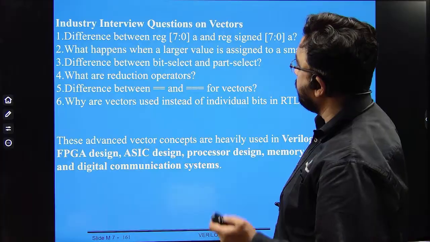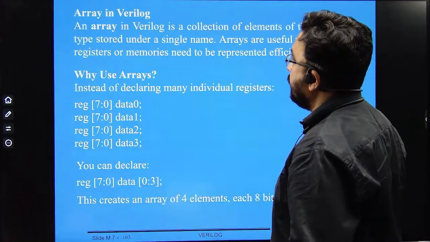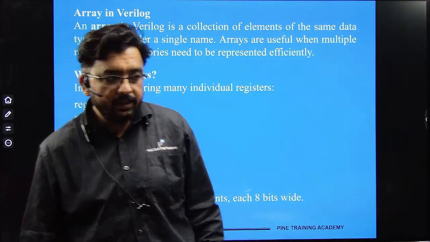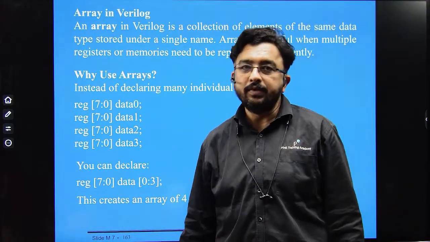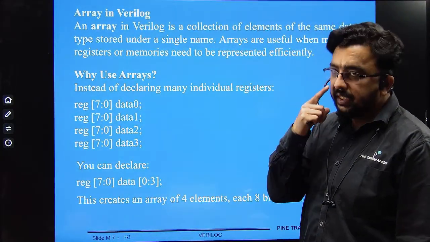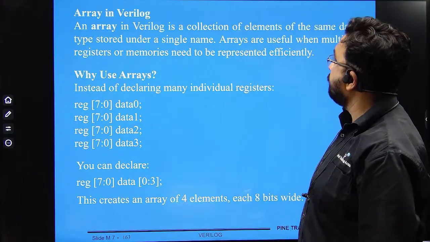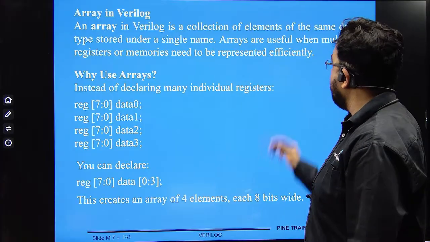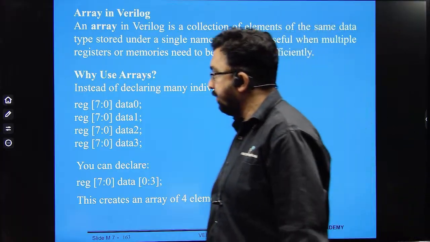So last week I finished with the vectors. Now after vectors, we are going to start arrays in Verilog. As I mentioned, I will go through it line by line and explain the meaning of every line. So what is an array in Verilog? An array in Verilog is a collection of elements of the same data type stored under a single name. Arrays are useful when multiple registers or memories need to be represented efficiently.